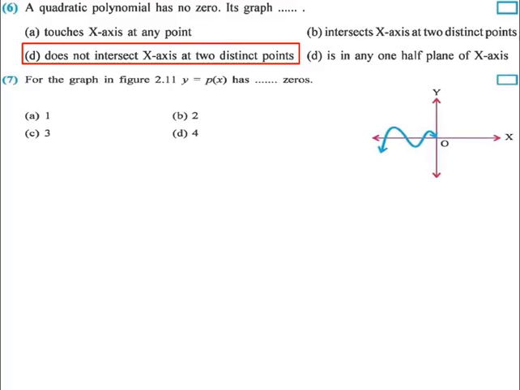For the graph in figure 2.11, y is equal to p of x has blank zeros. So the graph intersects the x-axis first here, second here, third here, and fourth here. It means the graph has 4 zeros. Answer is 4.